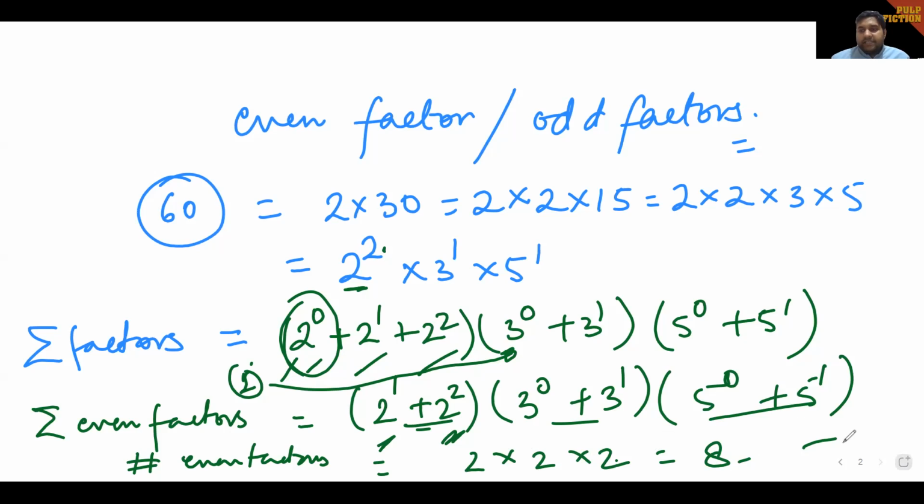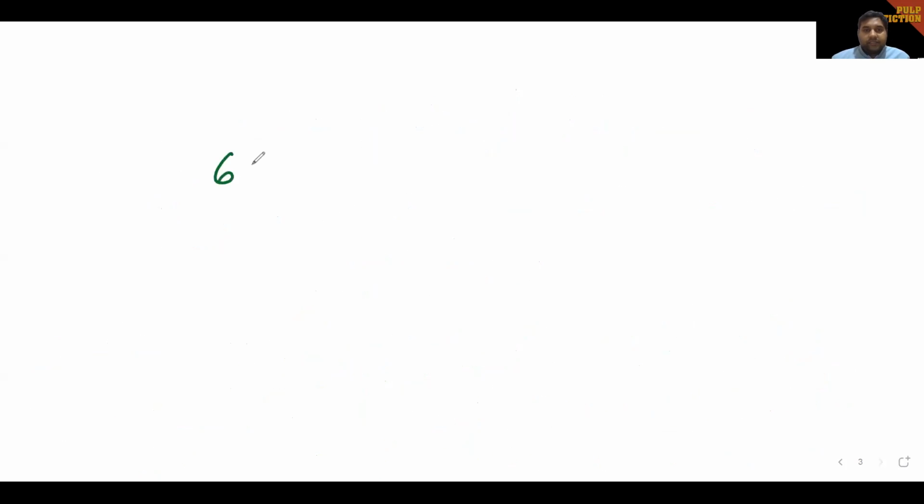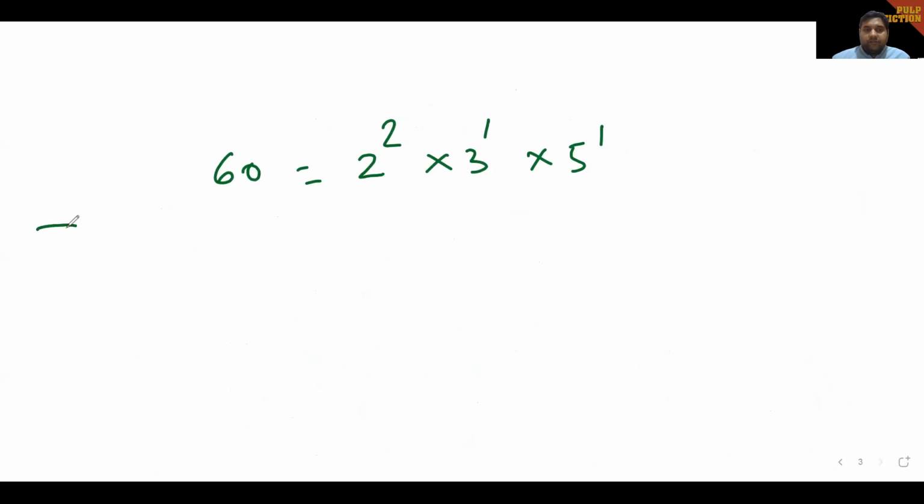How will we find the sum of odd? Let's look at the same thing once. Let's see, it was 60. So 60 is 2 raised to the power 2 into 3 raised to the power 1 into 5 raised to the power 1. Right, that is that. Now sum of odd factors. So what will the sum of odd factors be?